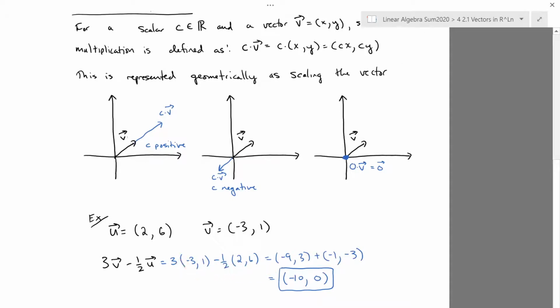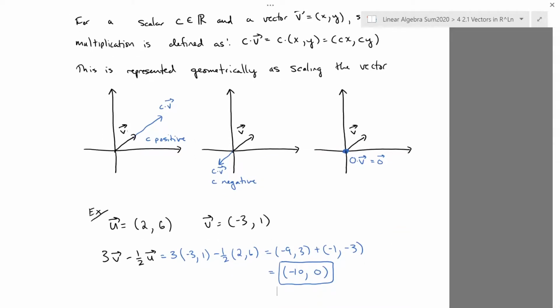But it's not too difficult to just do all the calculation at once, right? So the first one is just 3 times -3 minus 1/2 times 2, which is -9 minus 1 gives you -10. And then 3 times 1 is 3. Minus 1/2 times 6 is -3, so 3 minus 3 gives you 0. Okay, so that's how we do the calculation.